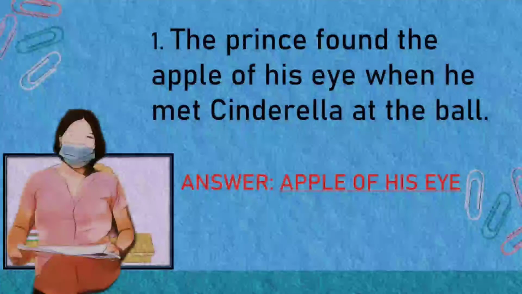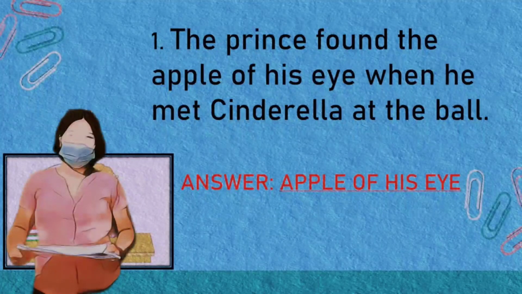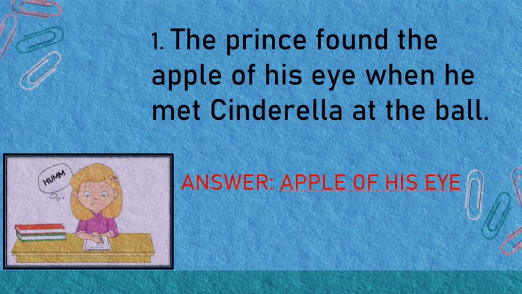Question number 1. The prince found the apple of his eye when he met Cinderella at the ball. I think everybody answered already, so let us check if you got the correct answer. The answer is apple of his eye. So this time, I think some of you, class, have knowledge already about our lesson today.